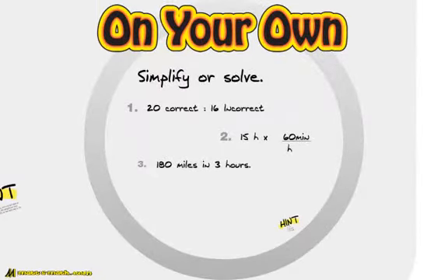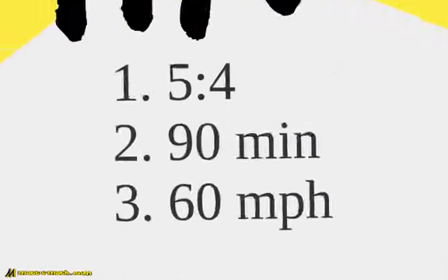All right, why don't you do these 3 problems on your own? Simplify or solve these problems. You got 20 correct, 16 incorrect. What's the ratio there simplified? 15 hours and 60 minutes per hour, and 180 miles in 3 hours. What are your answers there? All right, having any trouble? Definitely don't forget to simplify this fraction here. You don't need to put the words there of correct and incorrect when you're giving me your final answer. And here, make sure you do label it with minutes. And here they are.